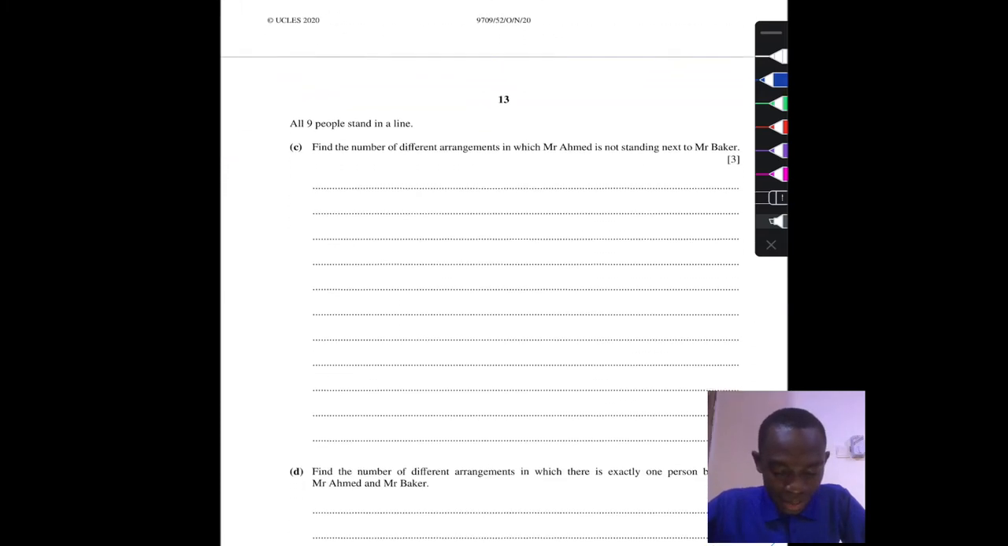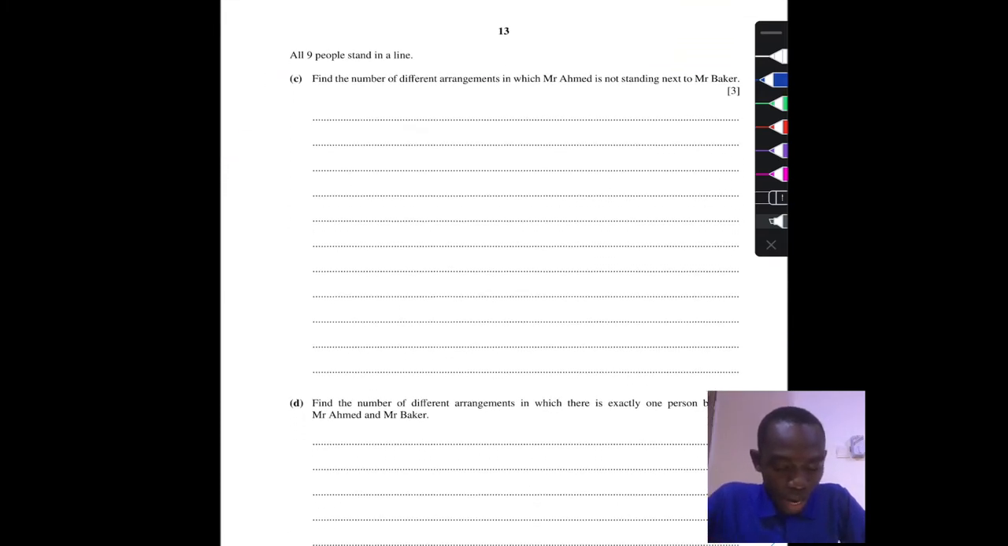The C part says that all 9 people stand in a line. Find the number of different arrangements in which Mr. Ahmed is not standing next to Mr. Baker. Ahmed and Mr. Baker, maybe one is cheating with the other person's wife. So when they stand together, they are going to fight. Weird stuff happen. Anyways, so Mr. Ahmed and Mr. Baker cannot stand each other, okay?